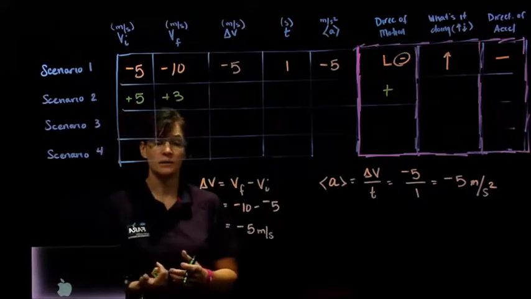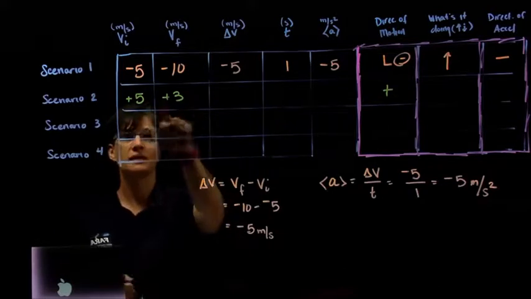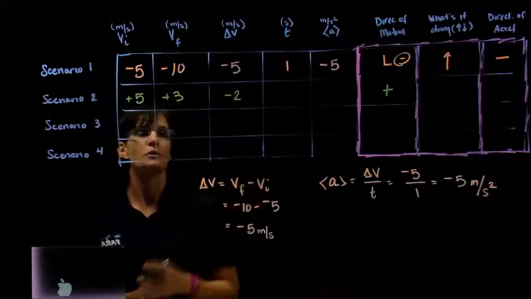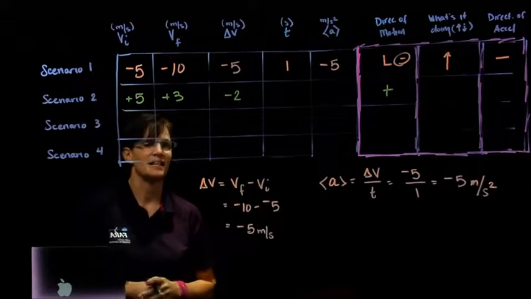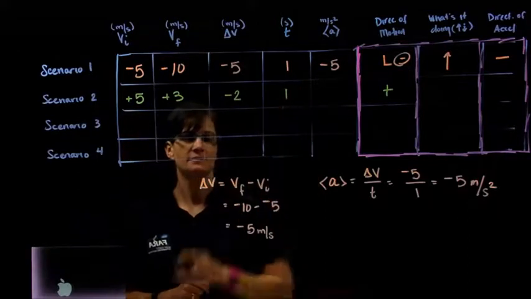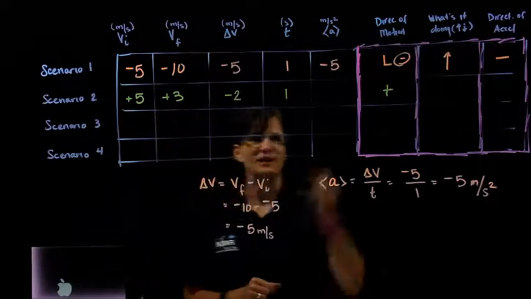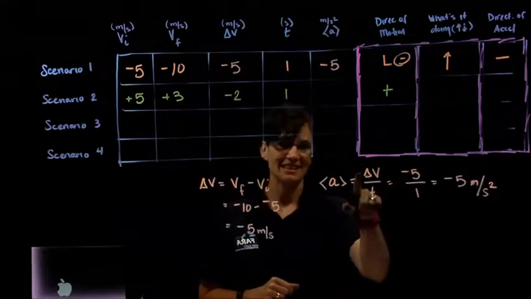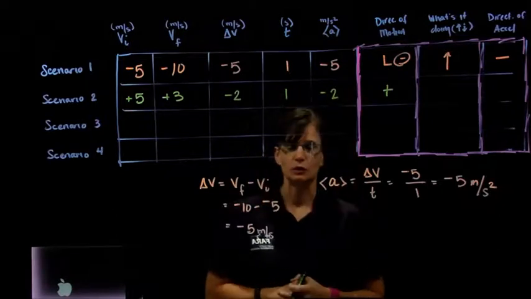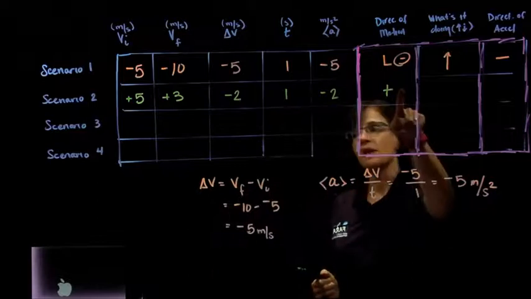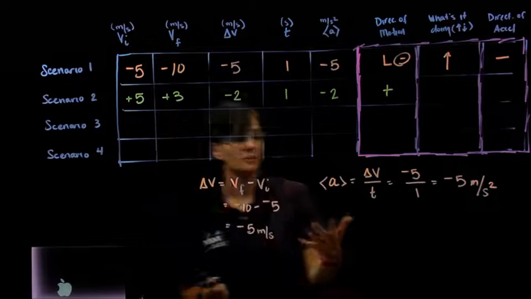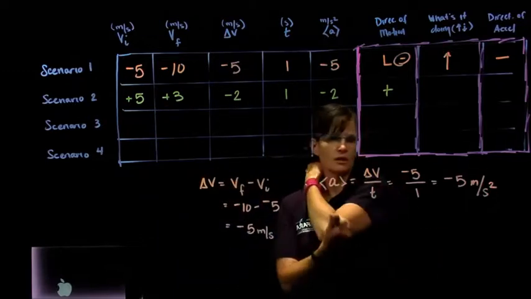My change in velocity, my final 3 minus my initial 5, is negative 2. The amount of time I did that in is 1 second, and therefore my acceleration, change in velocity over time, negative 2 over 1, is negative 2. So we've already defined that my direction of motion is positive. I'm moving to the right according to the scenario. My velocities are positive. That tells me I'm moving to the right. So my direction of motion is positive.